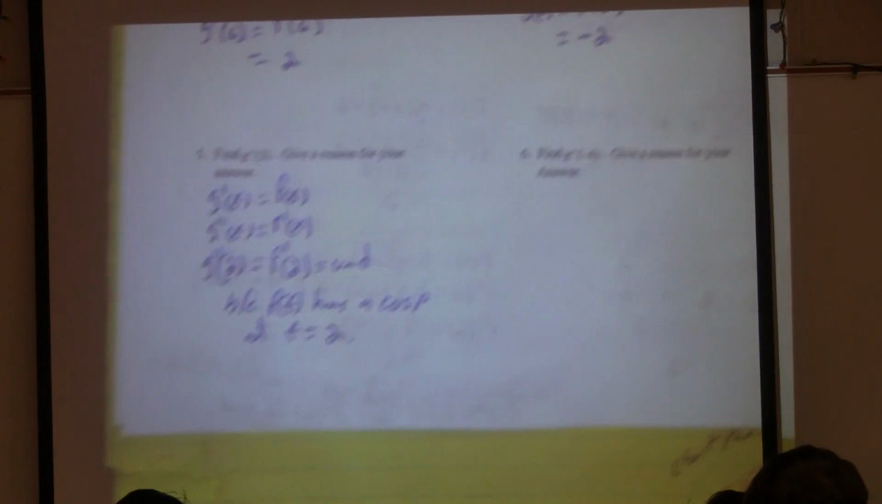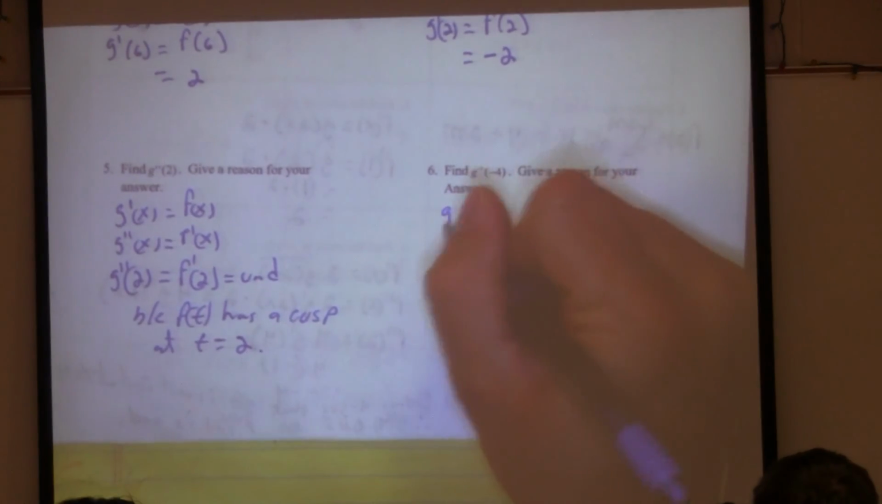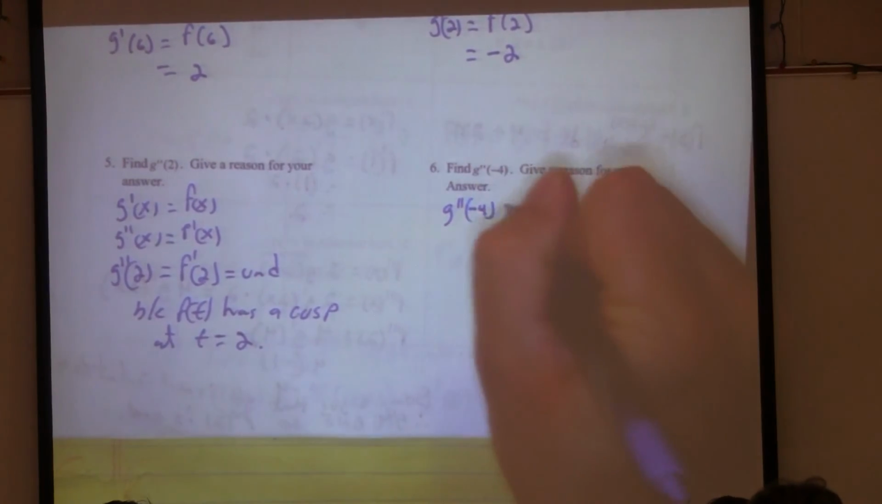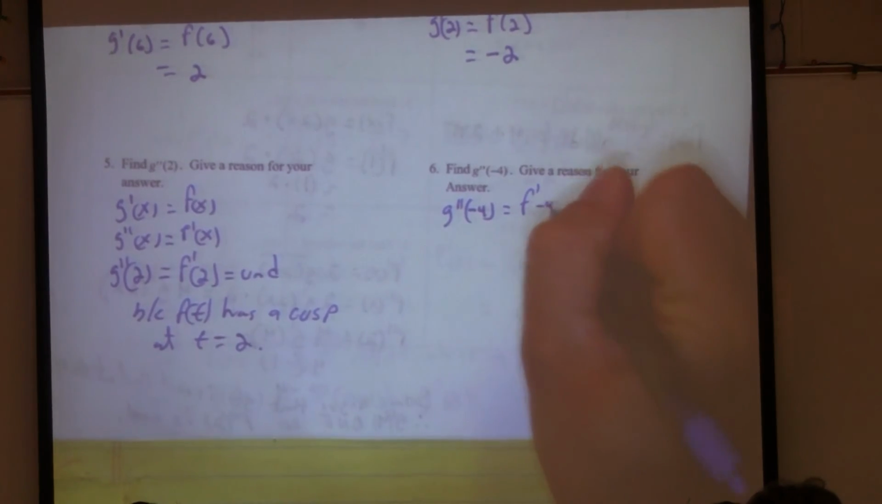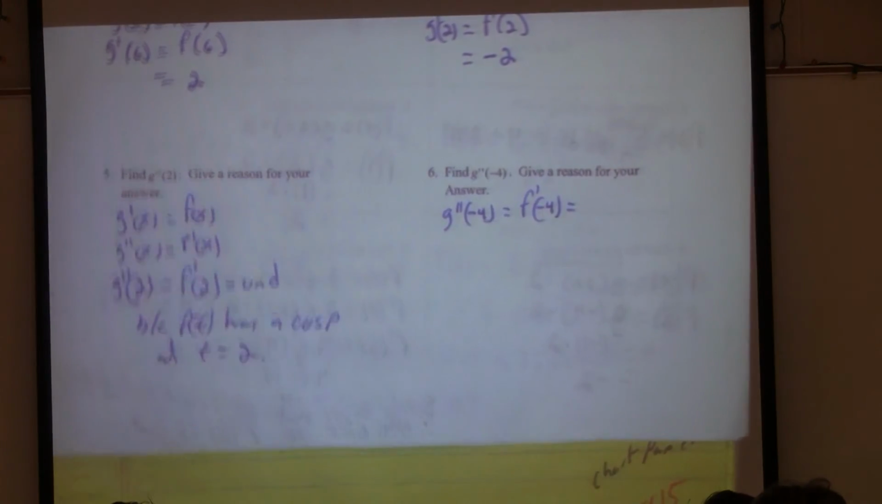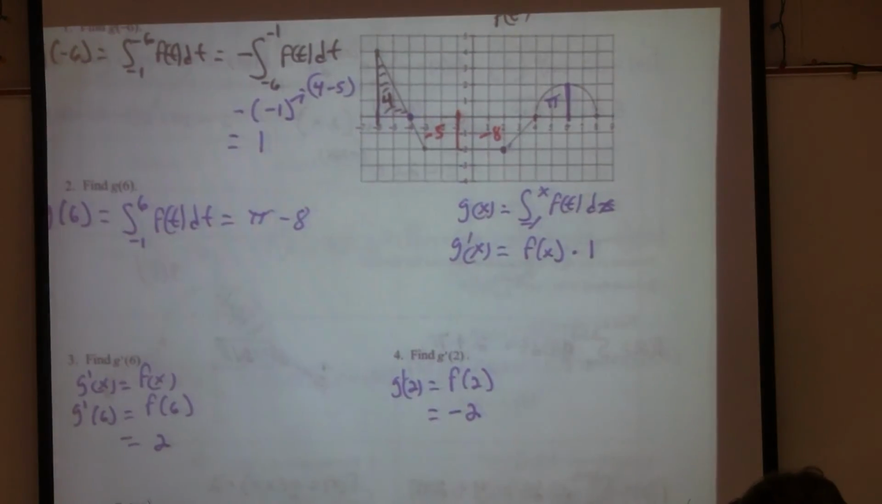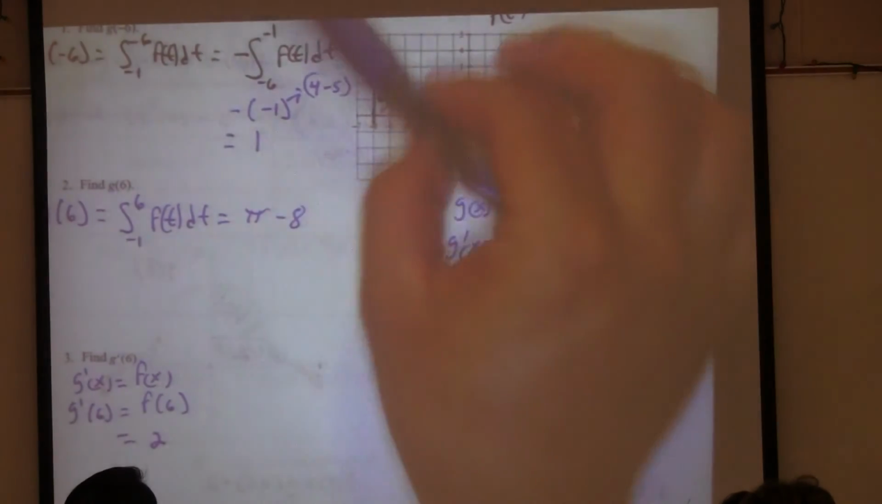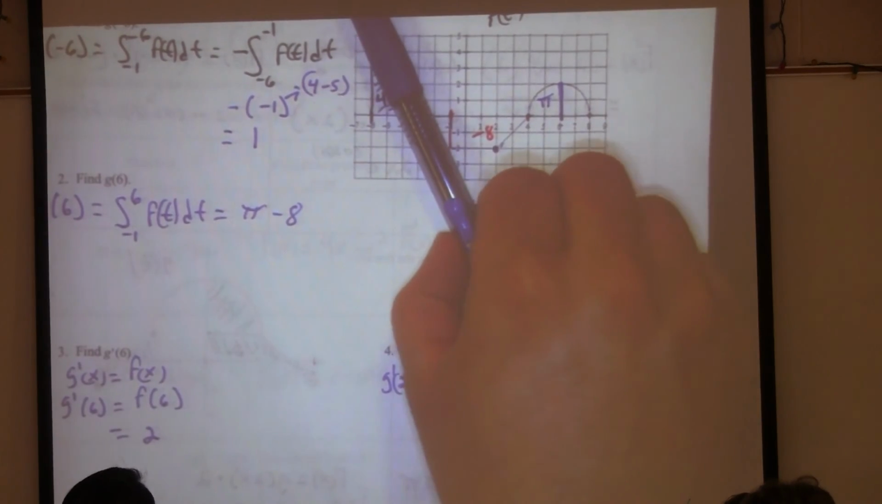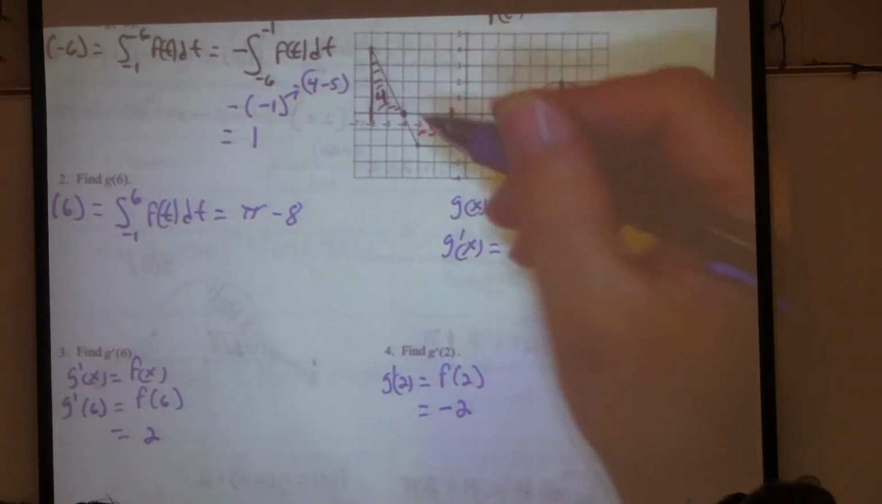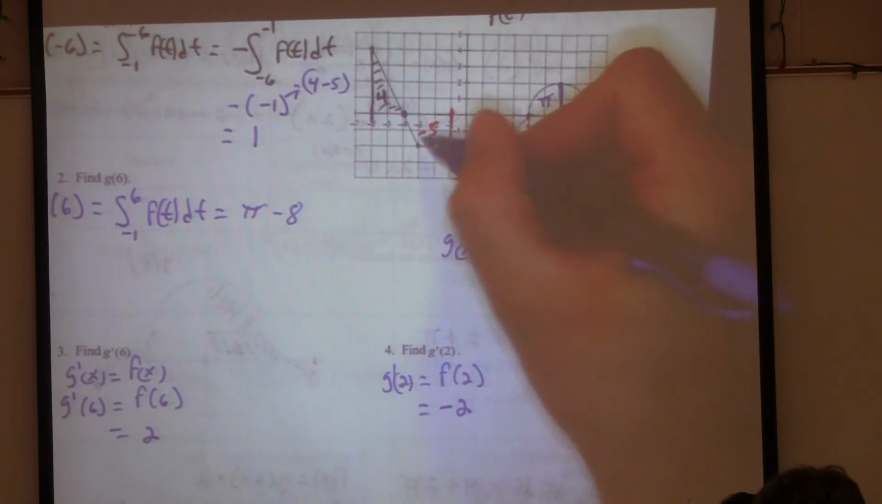The second one's g double prime at -4. So g double prime at -4 is equal to f prime at -4. Now I go to -4, Paulina, and I'm pretending I draw a tangent line there. And what's the slope of that little tangent line? -2? 2 down, 1 to the side? Yep, -2.